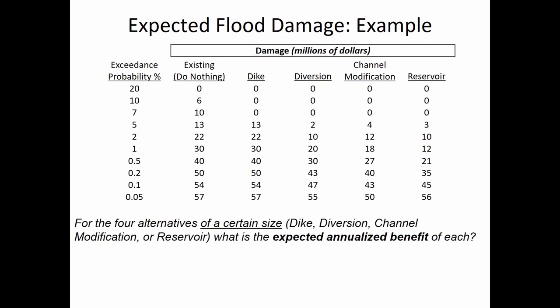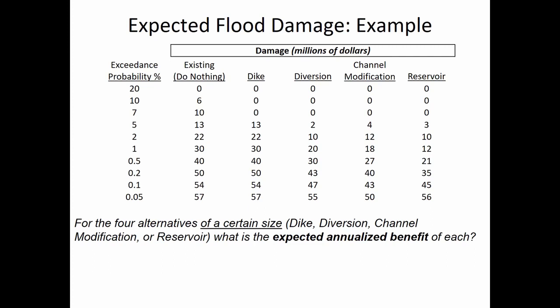The existing condition is how much damage we experience in millions of dollars for a storm of a certain size. You can see that the 5-year storm causes no damage right now. But the 10-year storm, if it occurs, we're going to have $6 million of damage. The 5% would go along with the 20-year storm, right? Yeah, 20-year storm. So if there's a 20-year storm, that will cost us $13 million of damage, and so on and so forth.